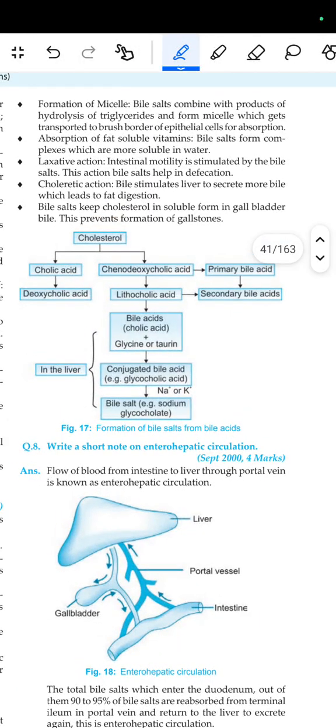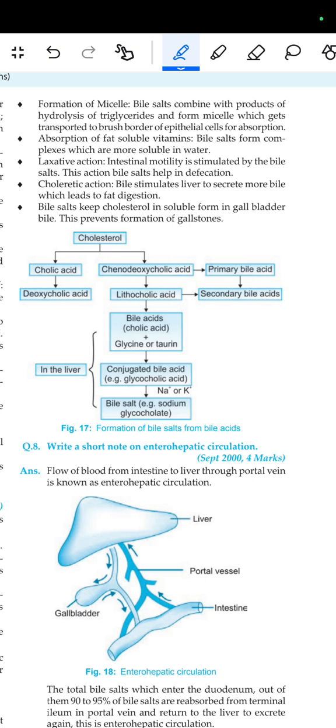Formation of micelles: bile salts combine with the products of the hydrolysis of triglycerides and form micelles, which get transported to the brush border of the epithelial cells for absorption. Absorption of fat-soluble vitamins: bile salts form complexes which are more soluble in the butter. Laxative action: intestinal motility is stimulated by the bile salts. By this action, bile salts help in defecation.